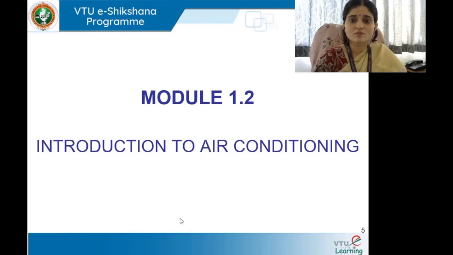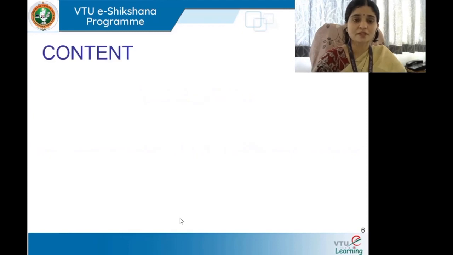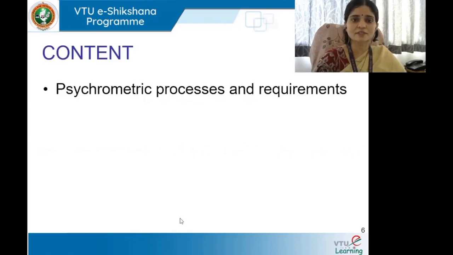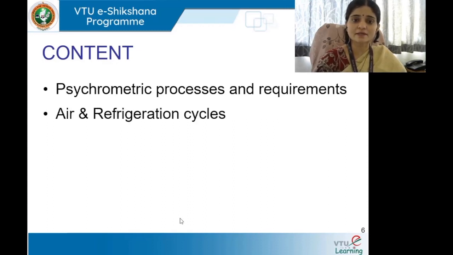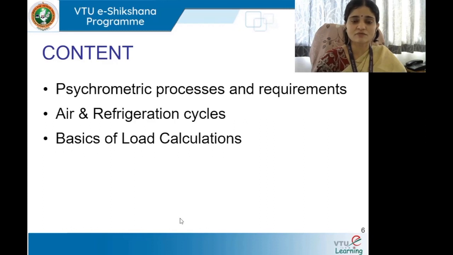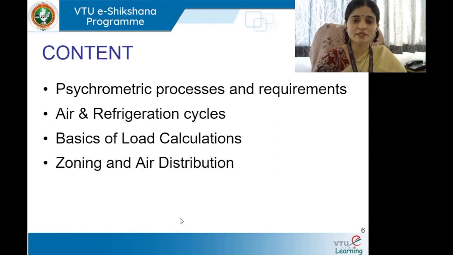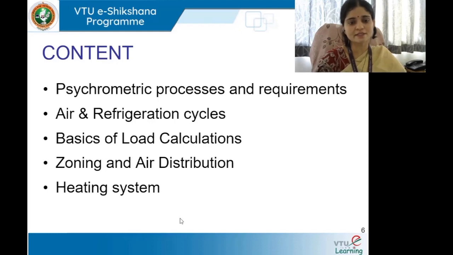So, proceeding, module 1, section number 2, Introduction to Air Conditioning. And this particular section will deal with psychrometric processes and requirements, air and refrigeration cycles, because the refrigeration cycle forms the fundamental process for any type of air conditioning system, basics of load calculations, zoning and air distribution and heating system. So these will be the components that we will be understanding ahead across module section number 2.